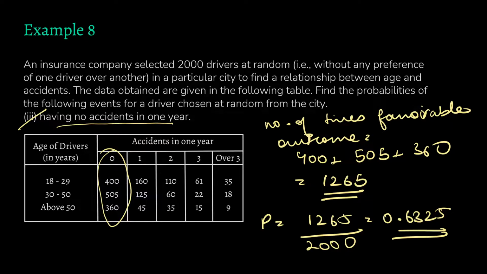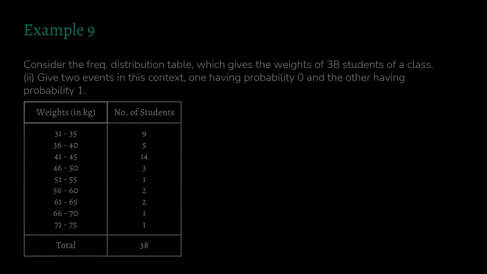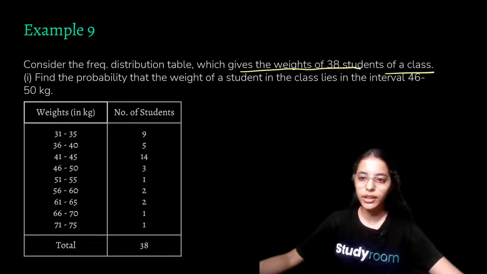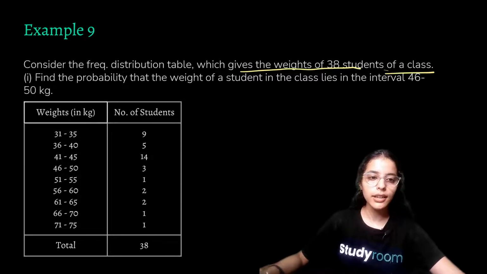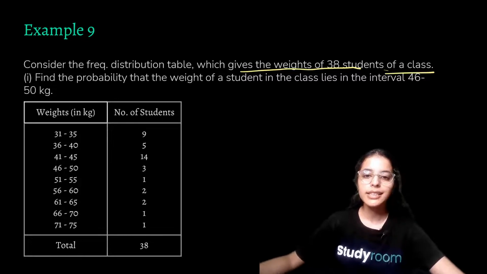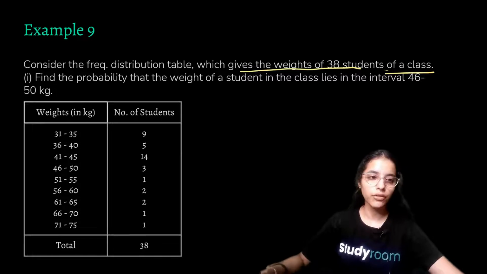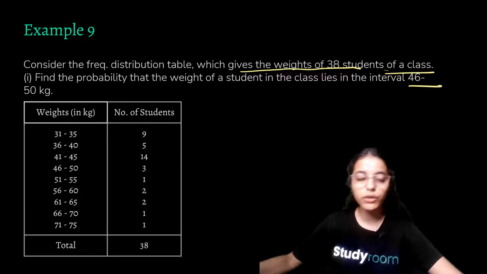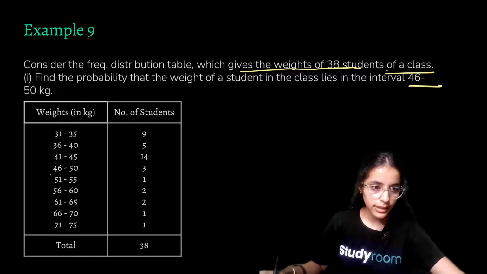Now let us move on to our example number 9. In this example, consider a frequency distribution table which gives the weight of 38 students of a class. Find the probability. Now first of all, we are given a distribution table. This is giving us the weight of 38 students of a class. There are 38 students in total and this is the weight category in which they fell. Now we have to find the probability of a student that lies in the interval 46 to 50. That means this interval.